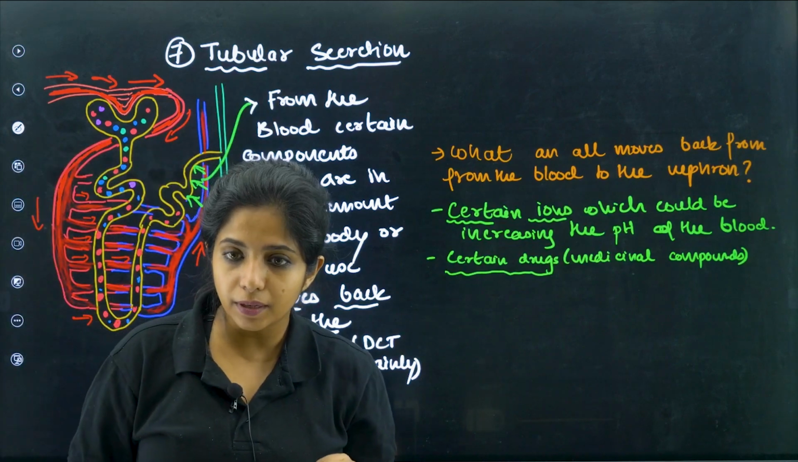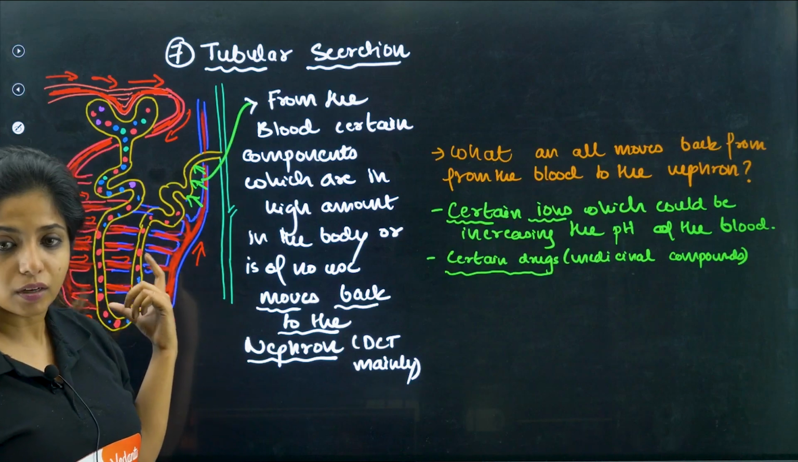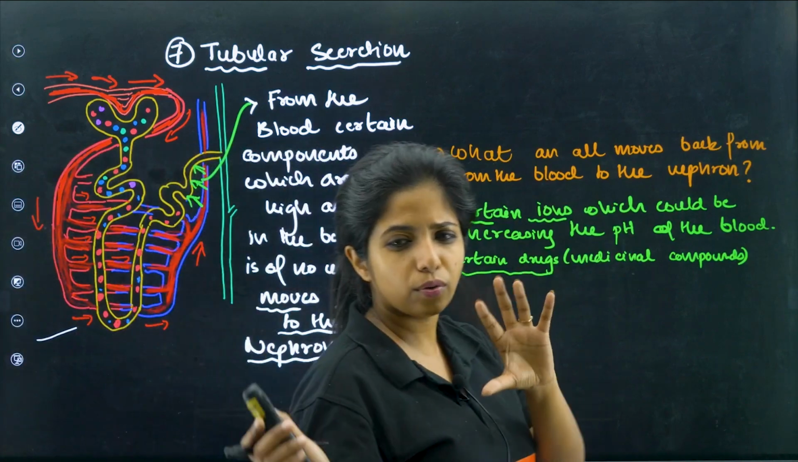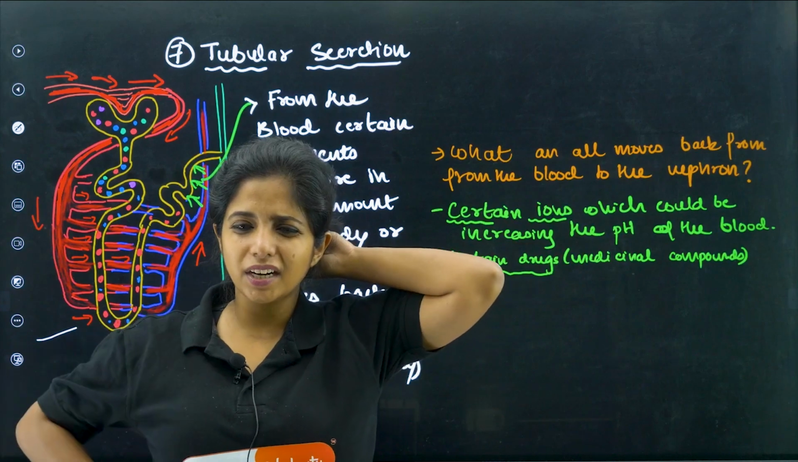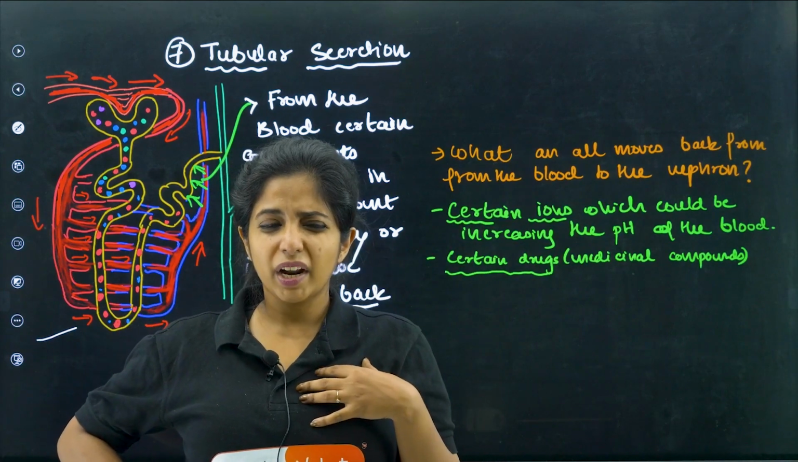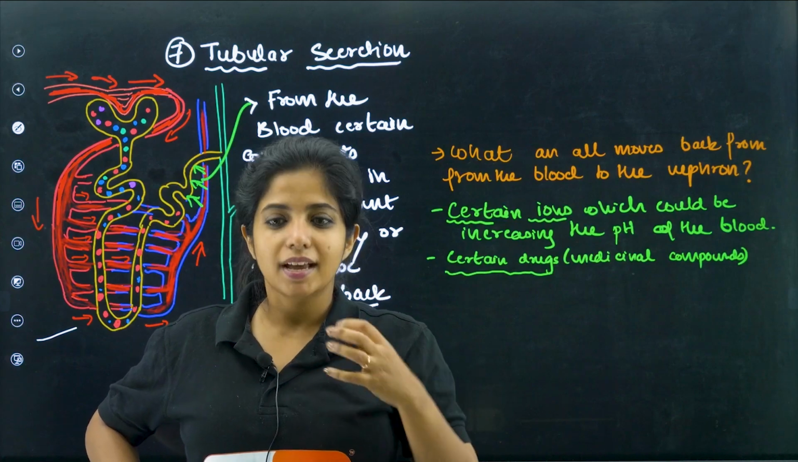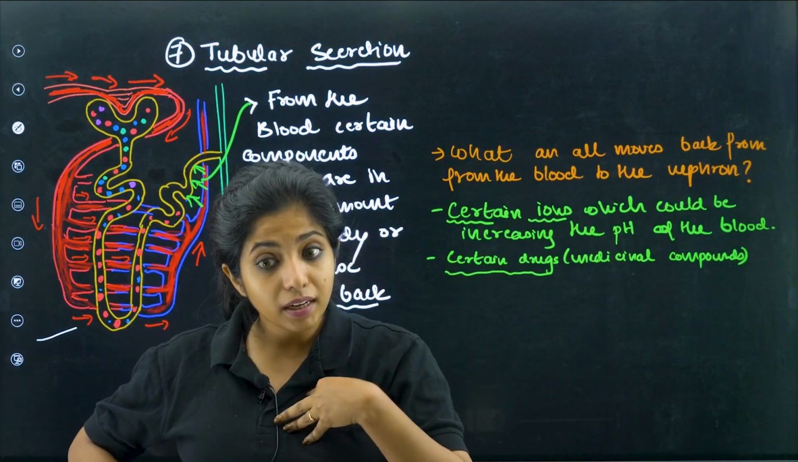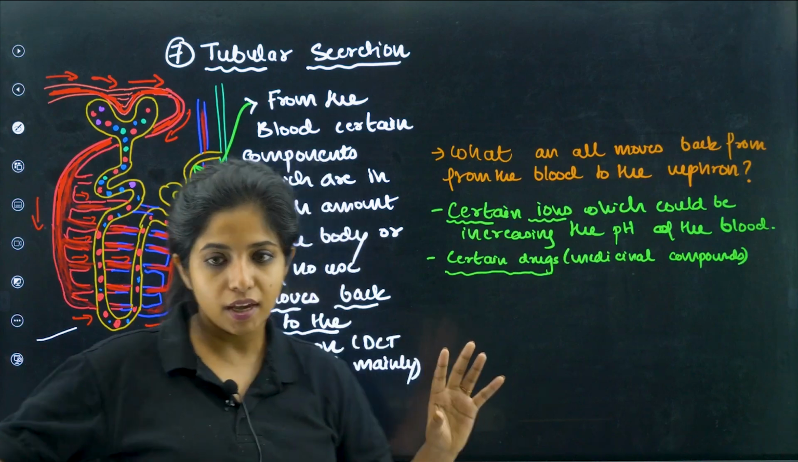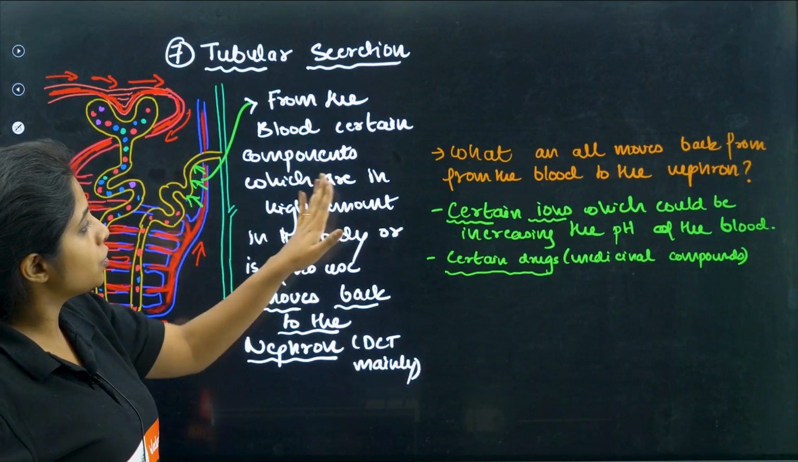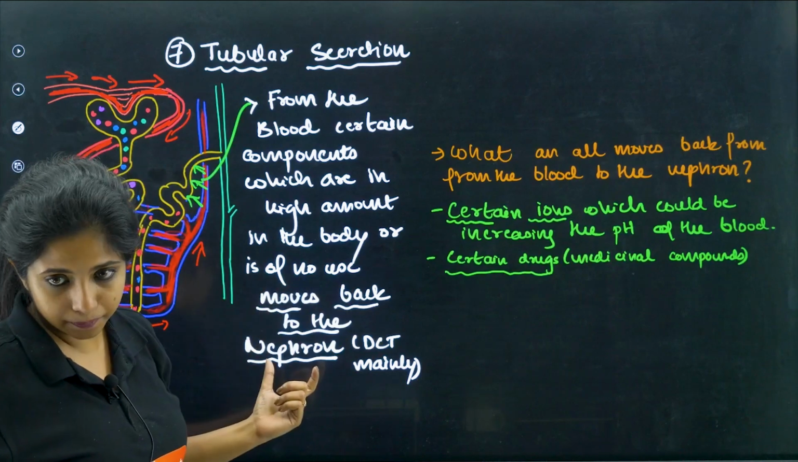From the blood, I told you, the blood capillaries, this thing that you see over here are blood capillaries, and they are moving around the whole nephron, right? So what happens is that the blood thinks, okay, I have taken this back, but I don't need it now, so can I give it? There is an option for that. This time the blood is giving back to the tubule whatever is not needed. Certain components which are in high amount in the body or are of no use move back to the nephron.